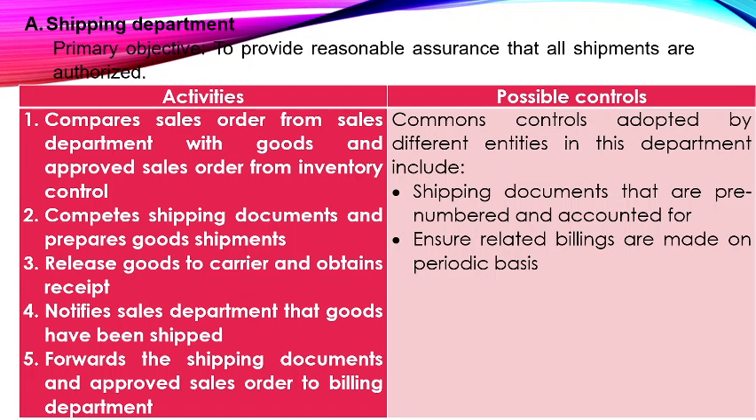So there should be a comparison. Complete shipping documents and prepare the goods for shipment. Release goods to the carrier and obtain receipts. Notify the sales department that goods have been shipped. Forward the shipping documents and approved sales order to the billing department. Possible controls are shipping documents that are pre-numbered and accounted for, and ensuring related billings are made on a periodic basis.